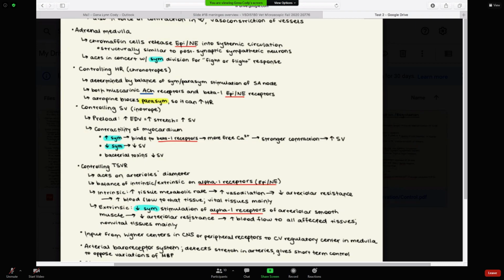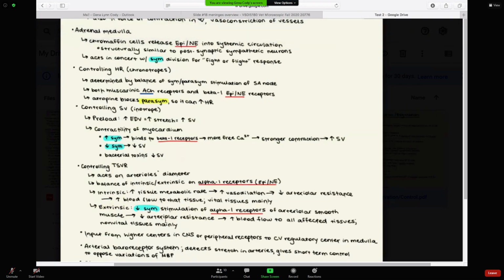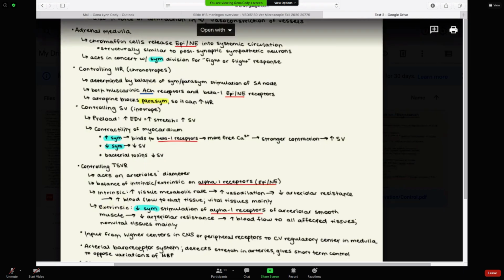That's going to decrease resistance, and that's going to increase blood flow to all of my tissues, not just one localized area. So then you get the concept of like vital tissues and non-vital tissues. So vital tissues are like brain, spinal cord, heart, things like that, breathing muscles. So intrinsic is really effective for vital tissues versus extrinsic really affects non-vital tissues.